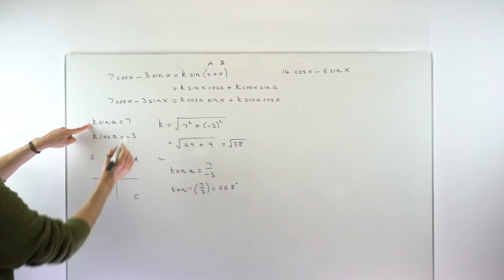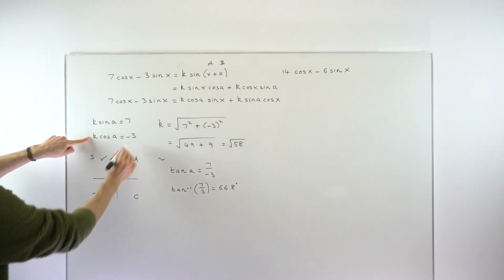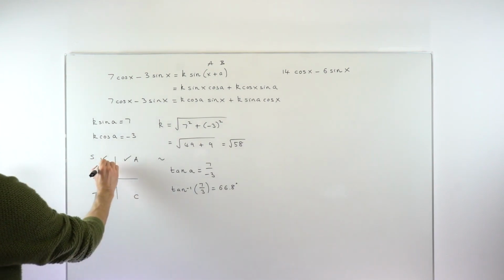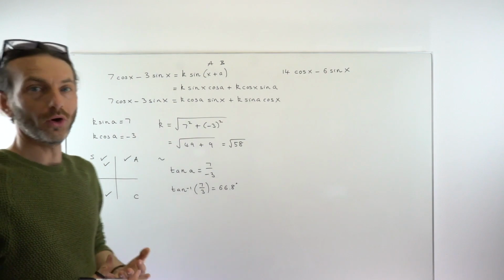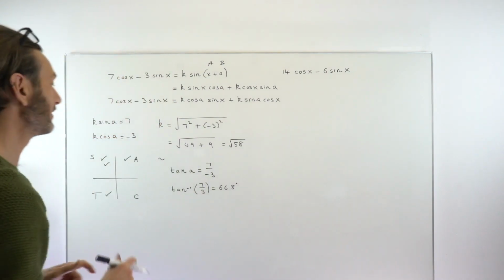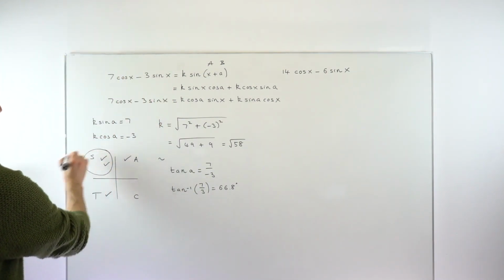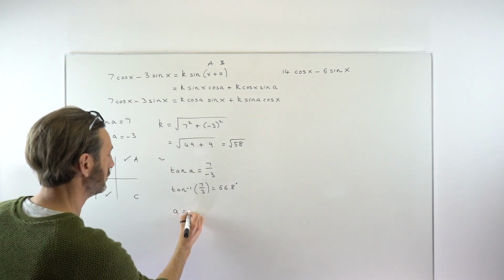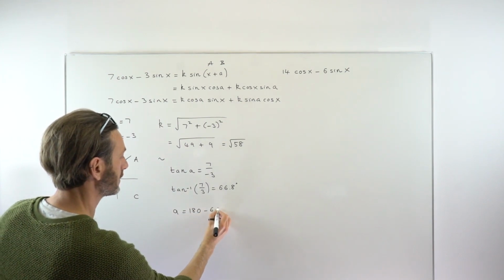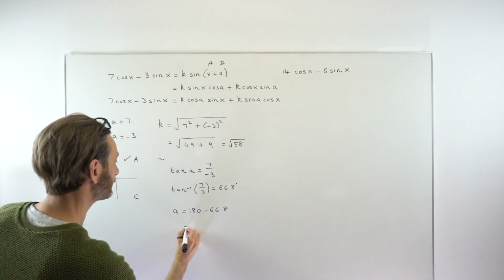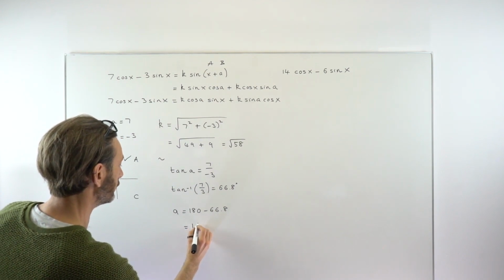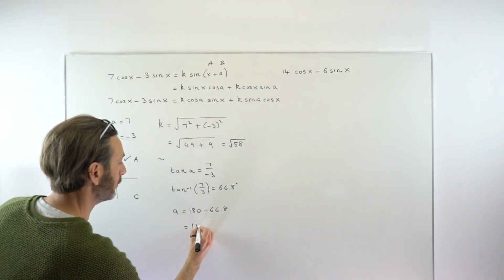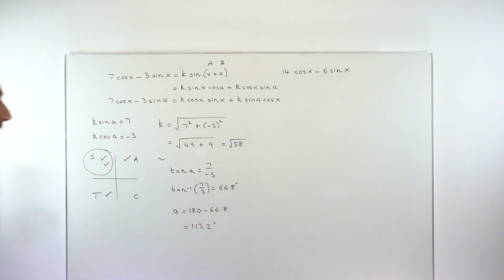So sin positive, that's going to be a tick here and here. Cos positive would be there and there, so cos negative is going to be here and here. Wherever you've got a double tick, that's the quadrant where the A value is going to be. So in our case, the second quadrant. Second quadrant is 180 minus. So that tells us that our A value will be 180 minus 66.8, and that is 113.2. So 113.2 degrees for the A value.